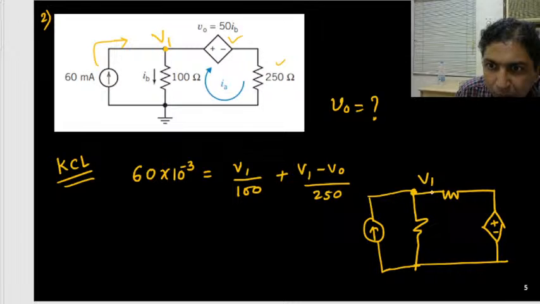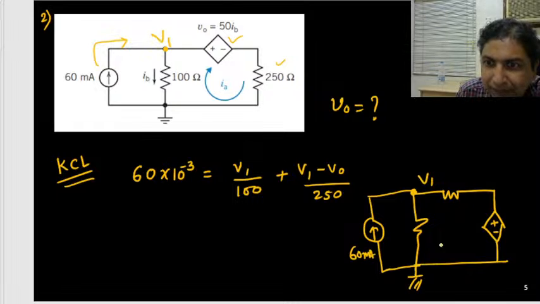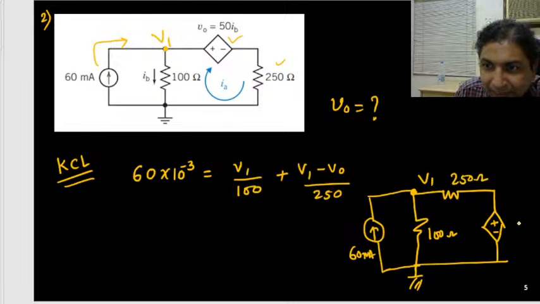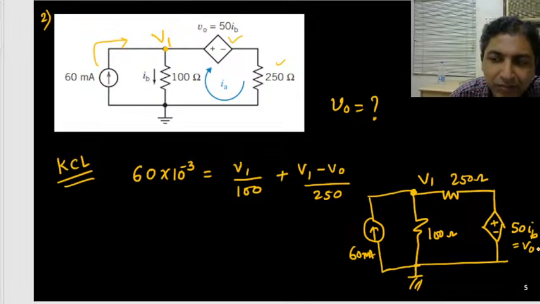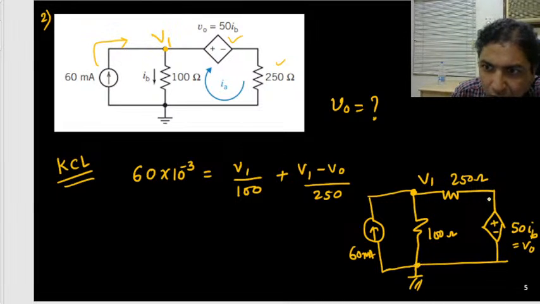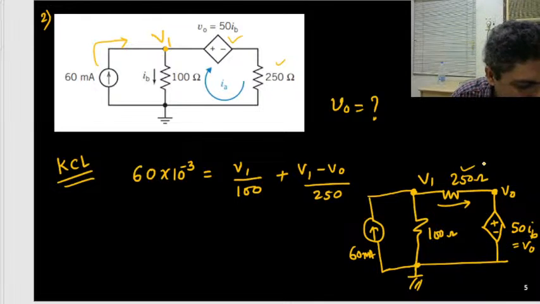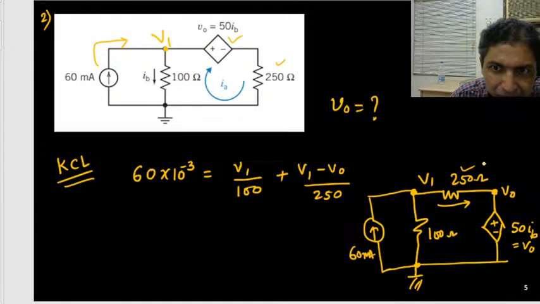So this node potential is V1. This is your ground node. This is your 60 milliampere. This is your 100 ohm. And this resistance is 250 ohm. Now we can see that this is given as 50 IB. This is your V0. So with respect to this 0 node, this node potential is V0. So what is the current through this one? It is V1 minus V0 upon 250. So are you convinced with these things? How are we getting this one?